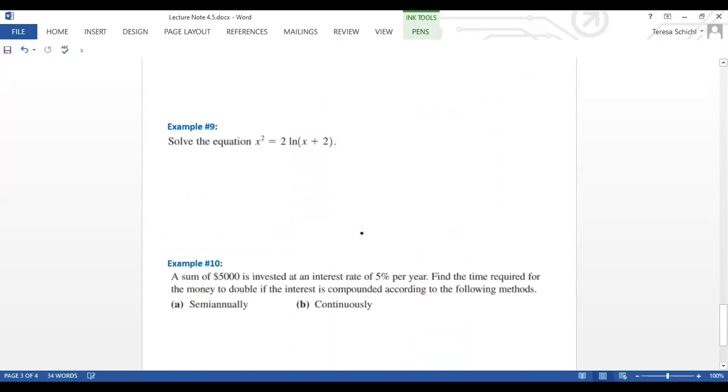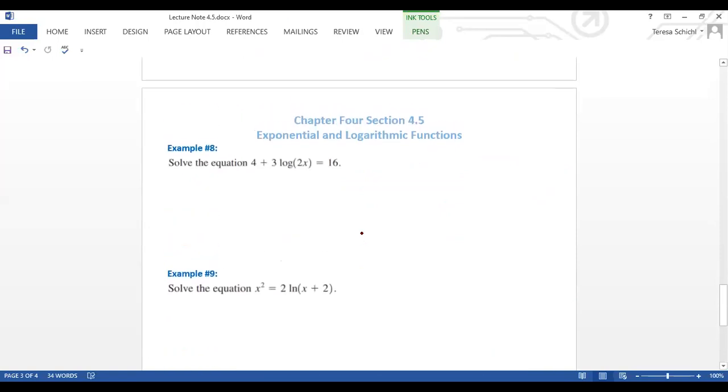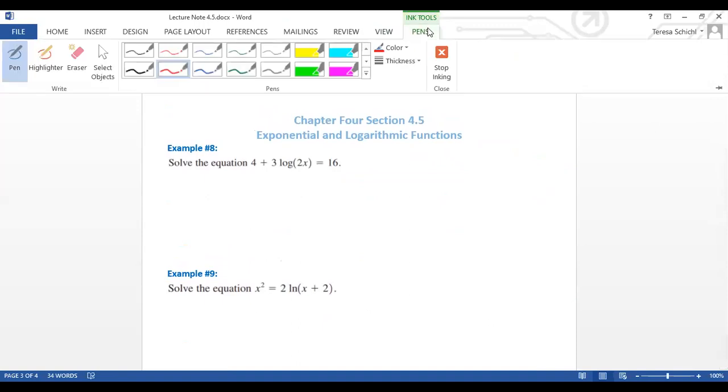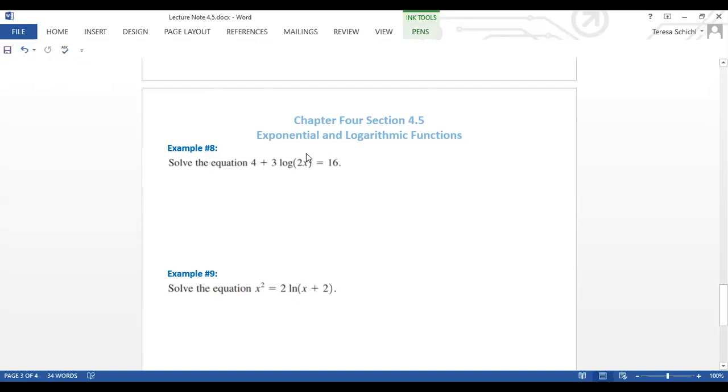All right, let's take a look at number 8 here. So let's solve the equations. All right, so the first thing here, they said isolate. So I can subtract 4 from both sides. All right, so I have 3 log 2x is equal to what? Equal to 12, right? Okay.